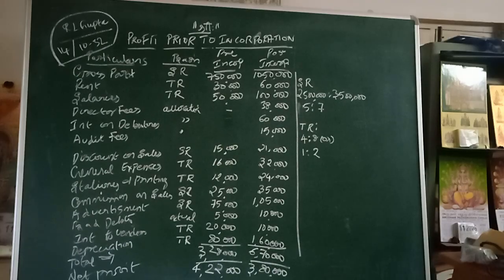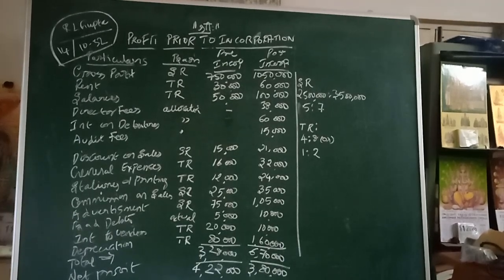Let us take the first point, gross profit. Gross profit is always related to sales, so it is apportioned on the sales ratio. What is that sales ratio? Total sales for the pre-incorporation period and total sales for the post-incorporation period are taken. In this case 25 lakhs is to 35 lakhs. If you simplify that, it comes to 5 is to 7.